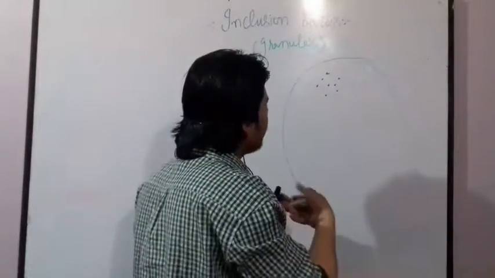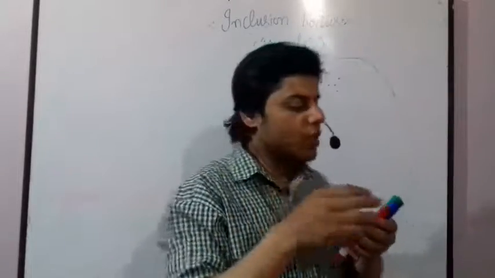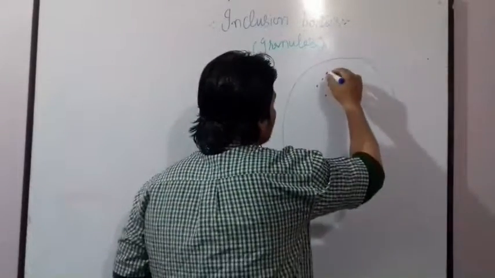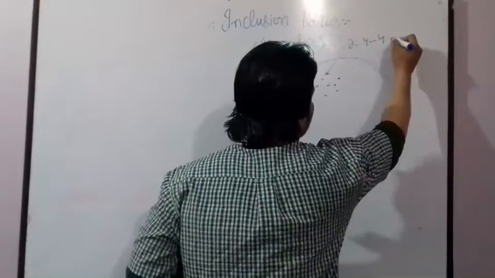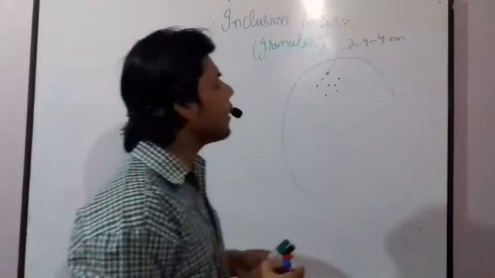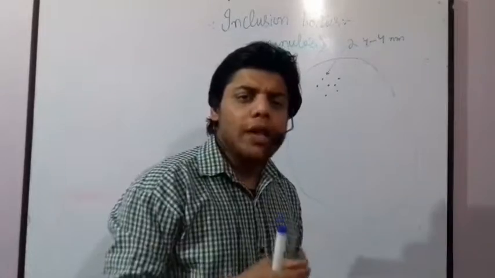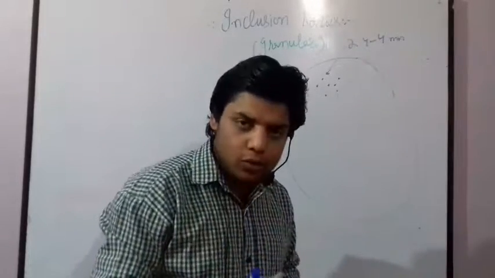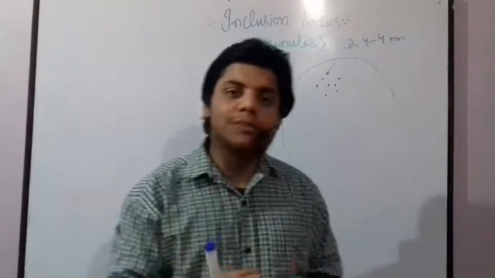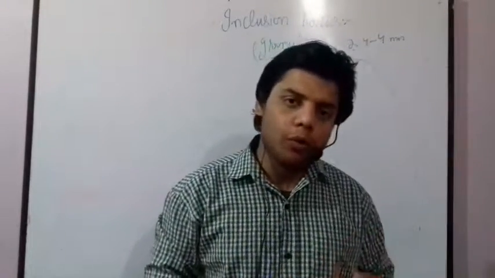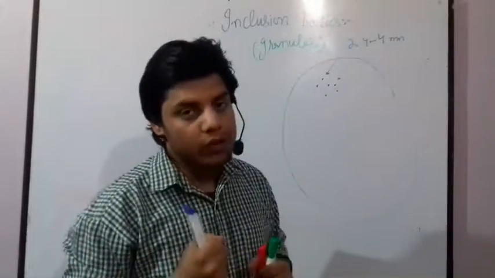Not only that, we have different kinds of inclusion bodies. These inclusion bodies are actually spherical in shape, and their diameter is 2.4 to 4 nm. So this will be the diameter of these granules, or inclusion bodies. Now the inclusion body can be seen with light microscope and electron microscope. For light microscope, it must be stained with iodine, then we can easily watch it with light microscope.